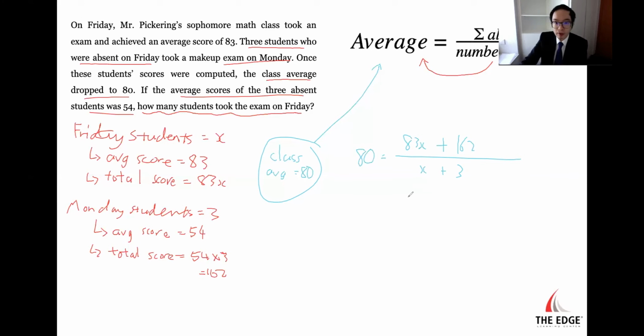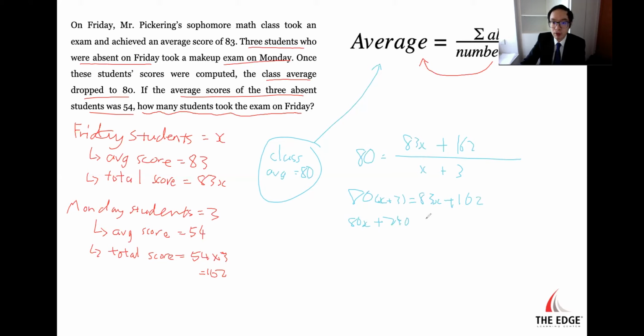Now we have this formula, and things are looking a lot better. The very heart of this question is essentially finding x, because we need to know how many students took the exam on Friday. Right now we're representing it as x, but we need to find the actual number, and we can do that with this formula. All we need to do is 80x plus 3, and move the x to 3 to the other side. That gives us 80x plus 240.